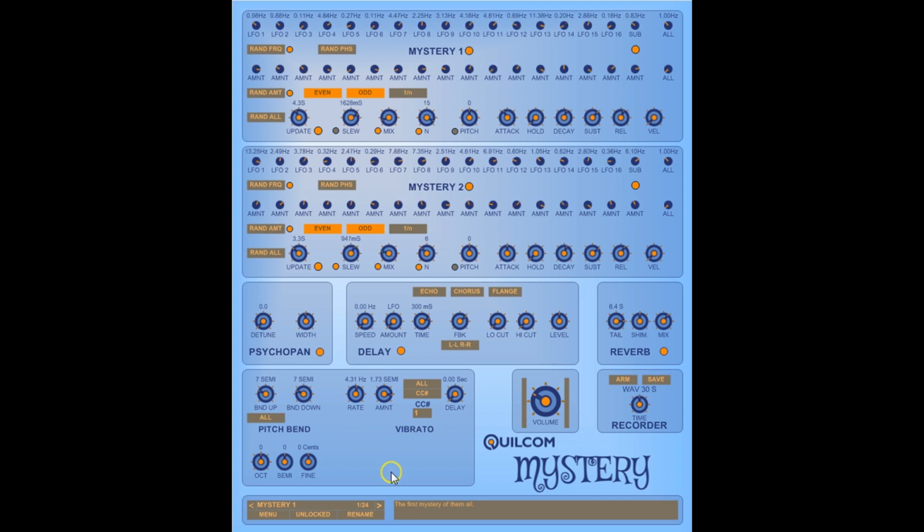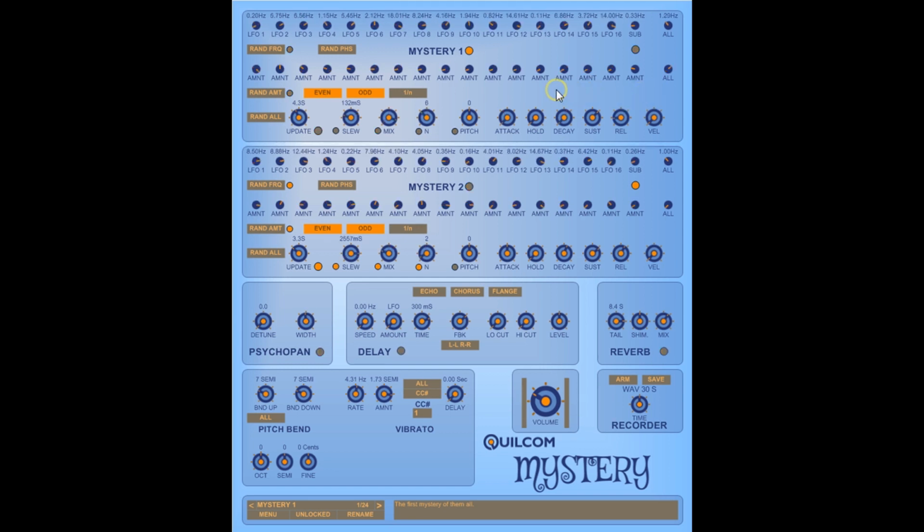Then we can set the parameters relating to the tuning, so pitch bend, tuning, vibrato, and there's a recorder which on this synthesizer, because we're producing soundscapes, can actually record up to 1 minute, so you can make a WAV file and use it in a DAW on its own without using the Mystery.